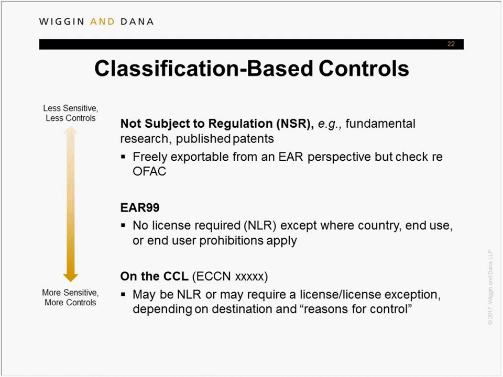And then finally, if it's on the CCL, that means it's going to have an export control classification number, 5 digits, or letters and digits, XXXXX. And items that are on the CCL sometimes are no license required, meaning you don't have to identify a license or a license exception. And sometimes they do require a license or a license exception. It's going to depend on the destination and on something called the reasons for control.